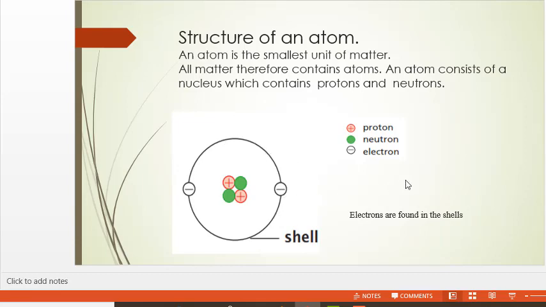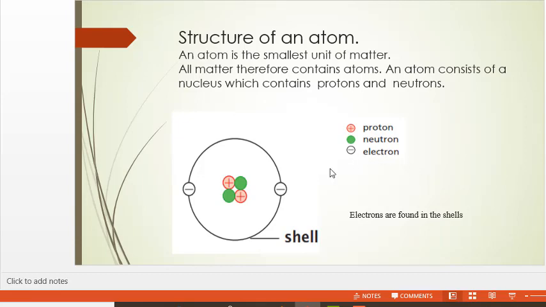Otherwise, this is not the case with all the atoms. An atom of hydrogen also has one shell with only 1 electron. Then we have lithium, which has 2 shells. So it depends on the number of electrons. An atom of sodium, for example, has 3 shells. It has the first shell with 2 electrons, the second shell with 8 electrons, and the last shell with only 1 electron. So basically, this is the structure of an atom.